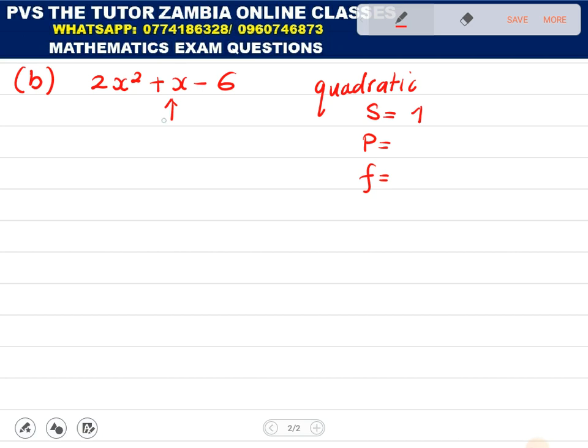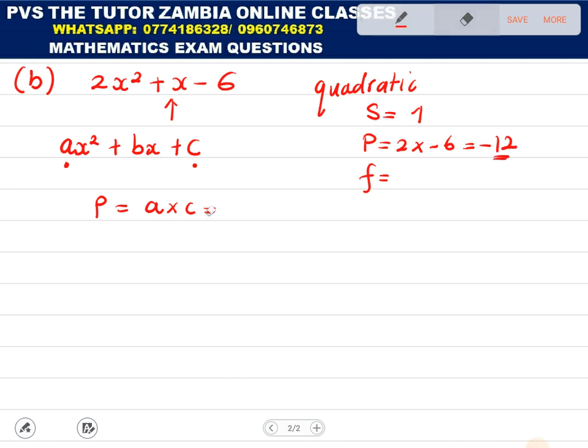The product. When you hear the word product, it means you are multiplying two or more things, right? But what exactly are we multiplying? In the standard equation of a quadratic function, we always multiply a and c. So the product is just a multiplied by c. In this case, our a is 2, our c is negative 6, which will give us negative 12. So the product is negative 12. Is it making sense?